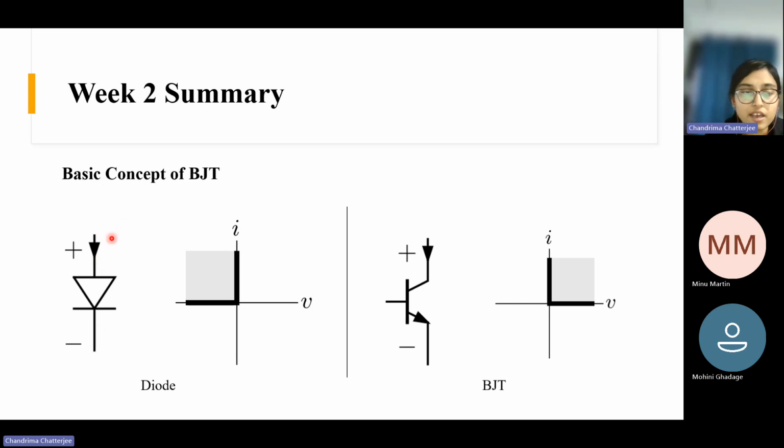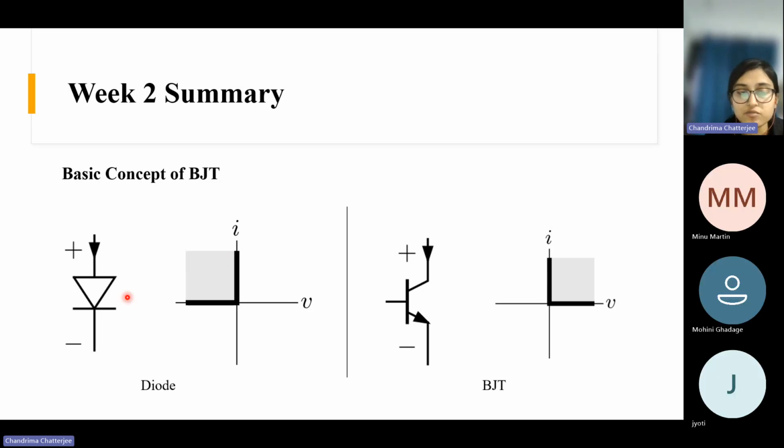One is the anode terminal, another is the cathode terminal. There is no control terminal as such. So the diode turns on or off based on the circuit condition. We can't dictate when the diode will turn on or turn off. But for the BJT, we can dictate that. Why? Because here we have these two terminals, and along with that, we have a third terminal, which is the control terminal.